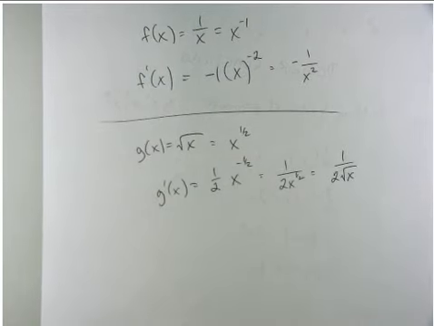So if I wanted to write it a different way, I could write it as 1 over 2 square root x. And we did that exactly earlier, and that's exactly what we got. So I'm feeling pretty good about this rule. And it turns out that it is true in general.